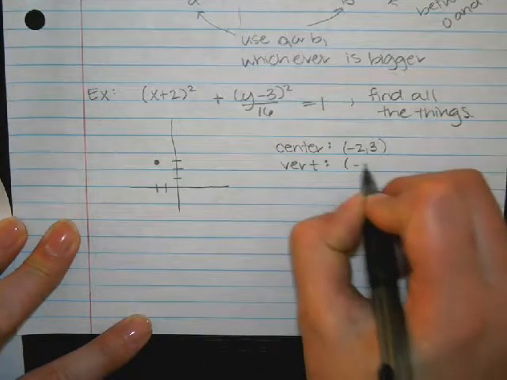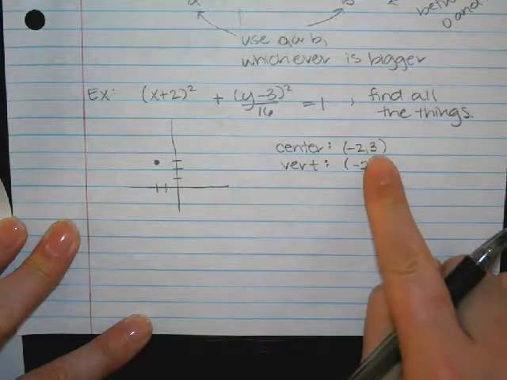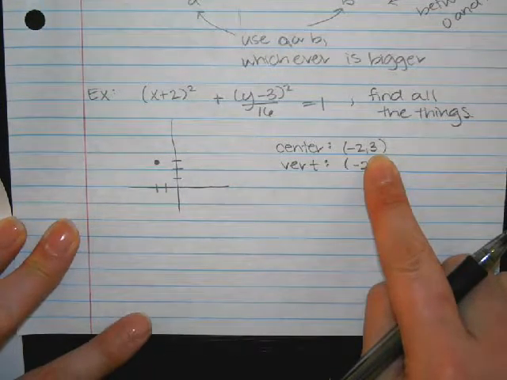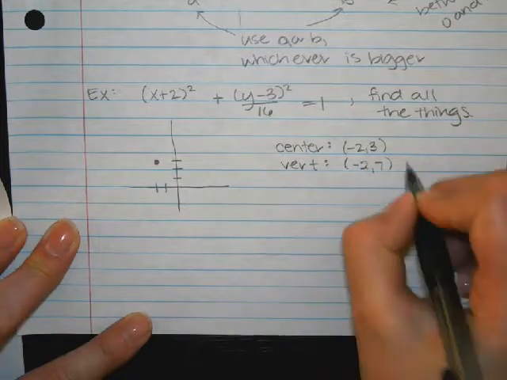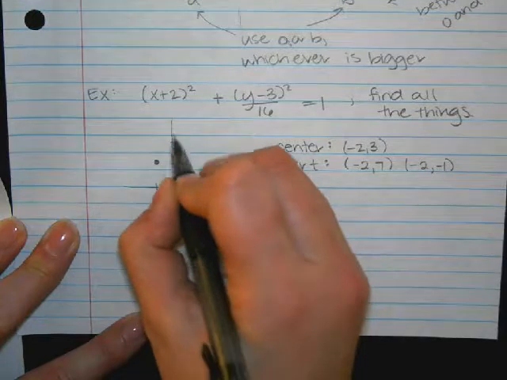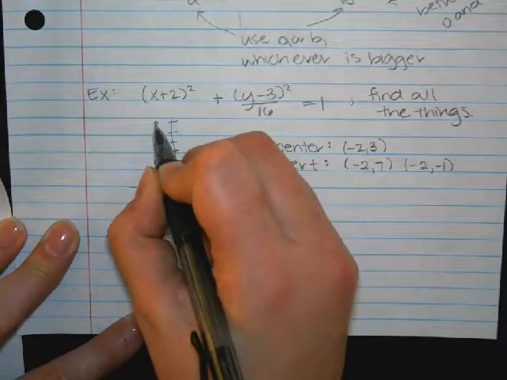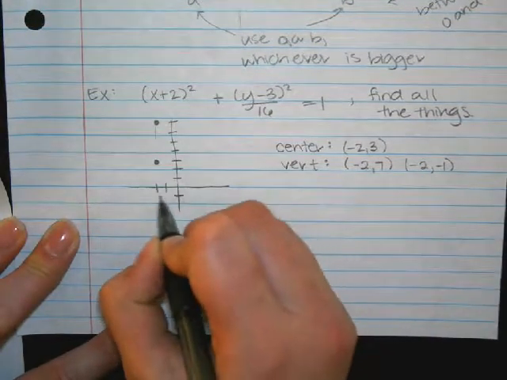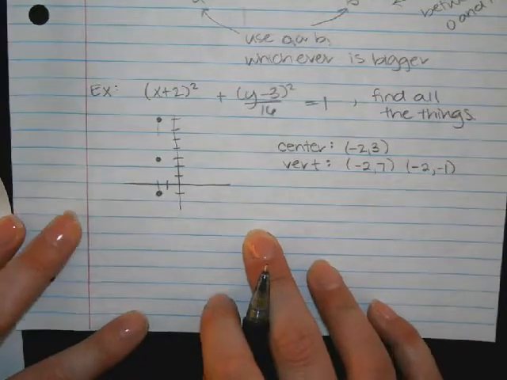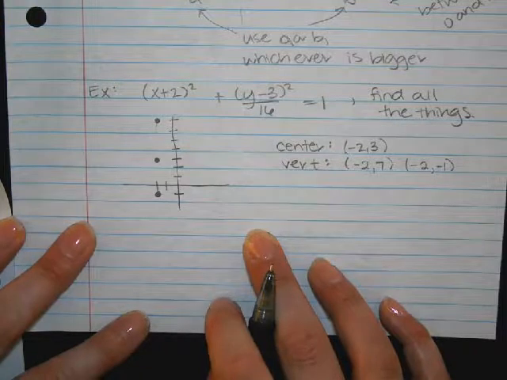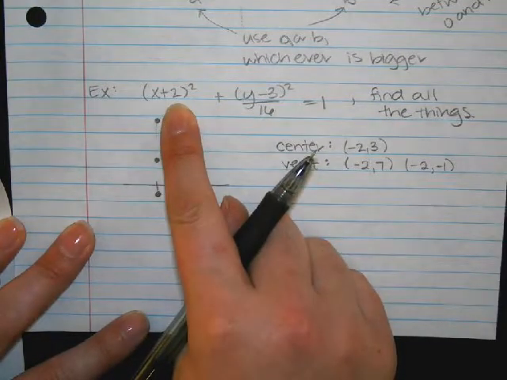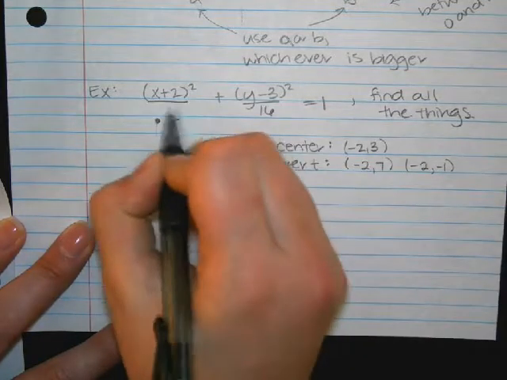(-2, 7). And if I take the point (-2, 3) and I go down 4, (-2, -1). Yep. Okay, so there's my vertices. All right, what number should have been underneath x? 1. That's why they didn't write it.